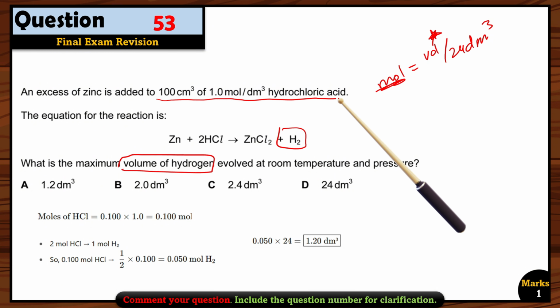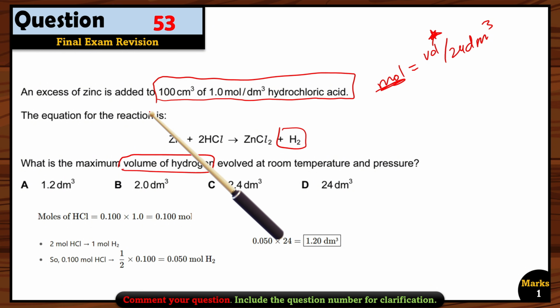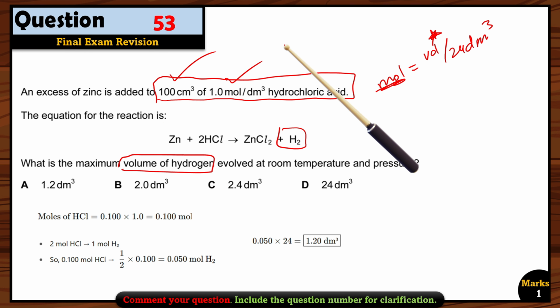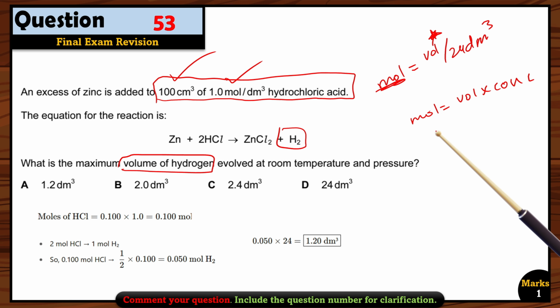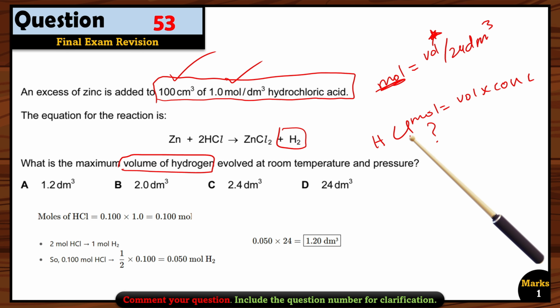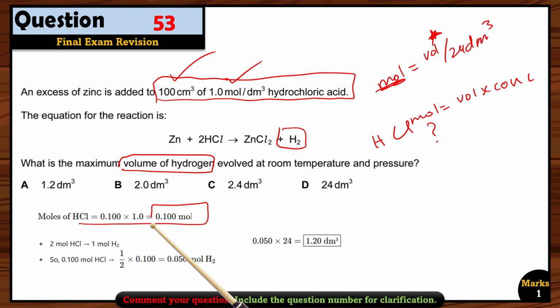100 cm³ of HCl. So HCl volume is given, concentration is given. Just use the formula. Moles is equal to volume into concentration, right? And find the moles of HCl. So how many moles of HCl do we find? It's 0.1 mole. So 2 HCl is giving you 1 hydrogen gas, then 0.1 will give you how much? 0.05, right? 0.05 moles. So it's simple.